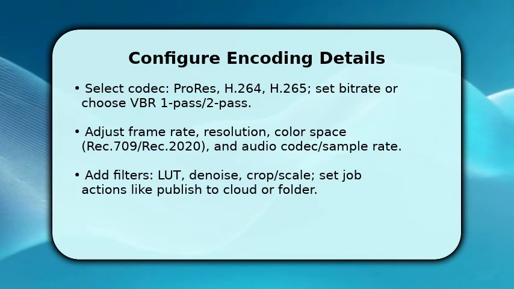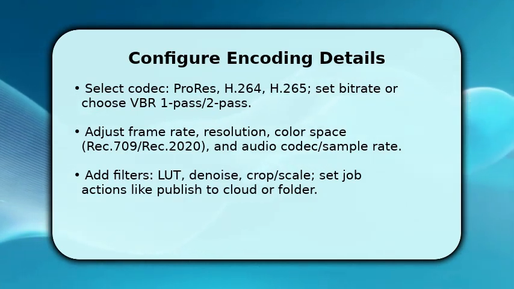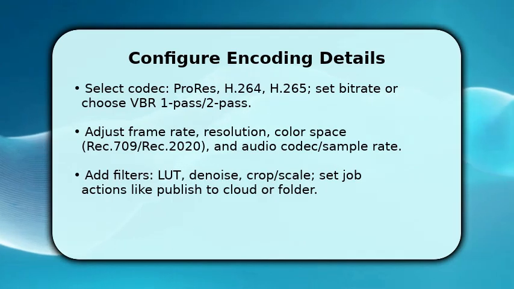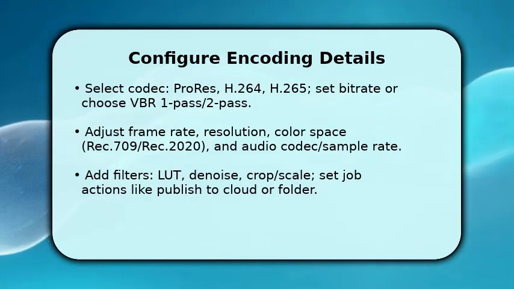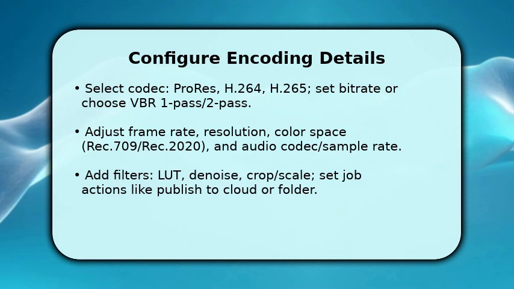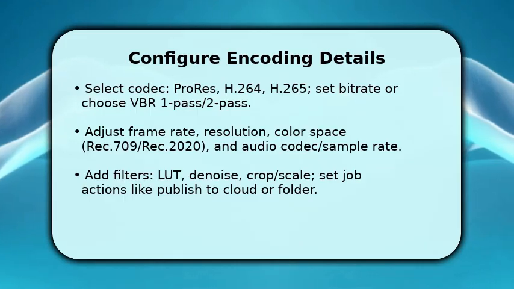Now fine-tune how Compressor will process media. Pick the codec and bitrate strategy. Use ProRes for masters versus H.264/H.265 for delivery, because each choice affects quality and file size. Make sure frame rate and resolution match your deliverable. Set color space to Rec. 709 for broadcast or Rec. 2020 for HDR projects. Add any LUTs, denoise, or scaling filters, and configure audio sample rate and codec. Finally, set job actions so completed files automatically copy to your final delivery location.